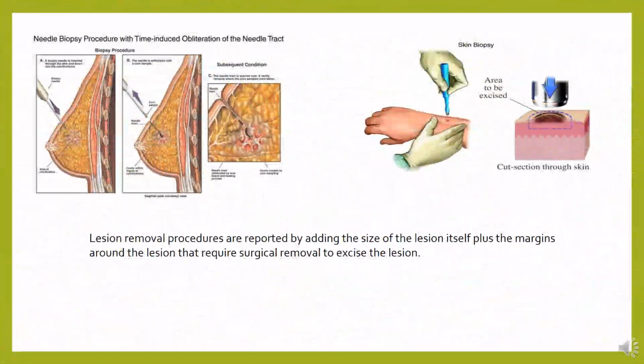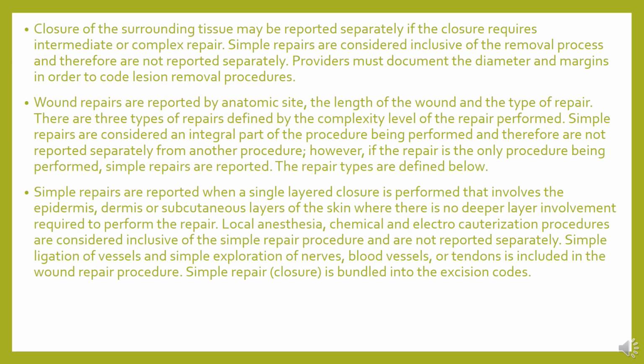Lesion removal procedures are reported by adding the size of the lesion itself plus the margins around the lesion that require surgical removal to excise the lesion. Closure of the surrounding tissue may be reported separately if the closure requires intermediate or complex repair. Simple repairs are considered inclusive of the removal process and therefore are not reported separately. Providers must document the diameter and margins in order to code lesion removal procedures.